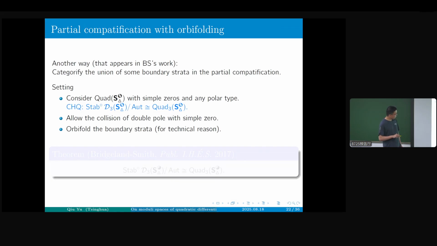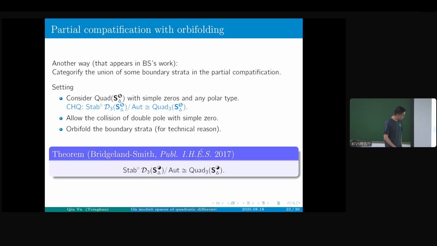And then instead of realizing this boundary stratum, we take the union of the boundary stratum into the main part. And for technical reasons, you also need to do some orbifolding. Yeah, but in Bridgeland–Smith's work, when you have this double pole, they need to allow this collision, and they can categorify a partial compactification with orbifolding of the stratum here. And the reason to do this is that on the other side, the 3-Calabi–Yau category is natural from the point of view of cluster algebra theory. So that's why they prove this type of result.